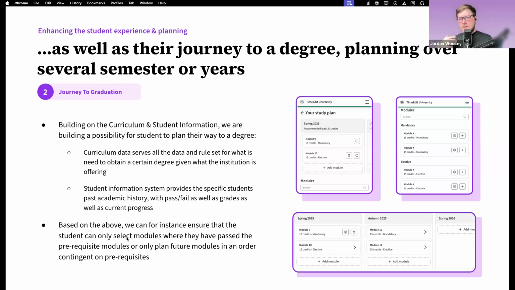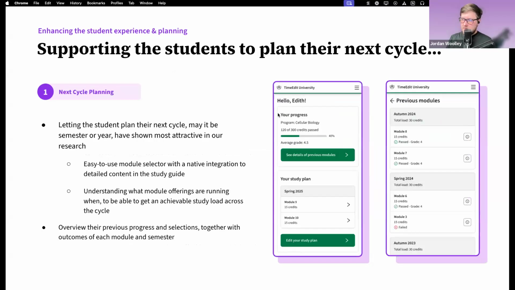And of course, as you see here, we can only plan, for example, future modules if we have completed prerequisites, as a simple example. So we have support for that. And that can get as complex as you need it to be based on the student data that's available to you. So again, to recap, the two perspectives that we really see a student planning at are the upcoming period, next cycle, we would say, and then planning the rest of their study plan all the way through their degree. Hence, we see here, I'm in, for example, cellular biology, and I would be able to see here what I've completed and see my study plan moving forward.